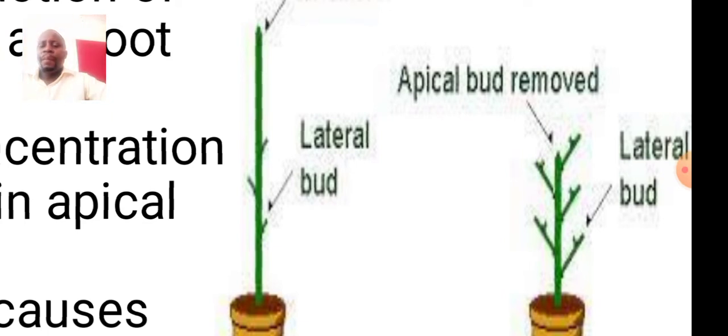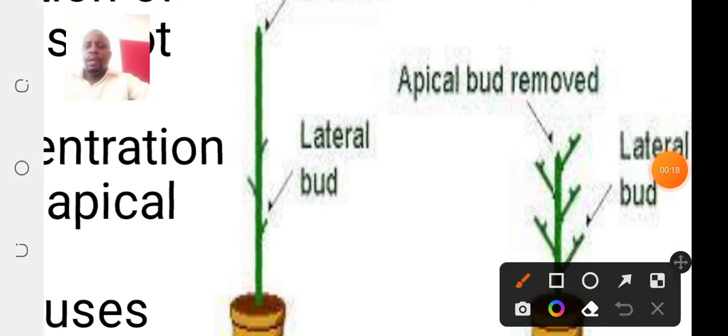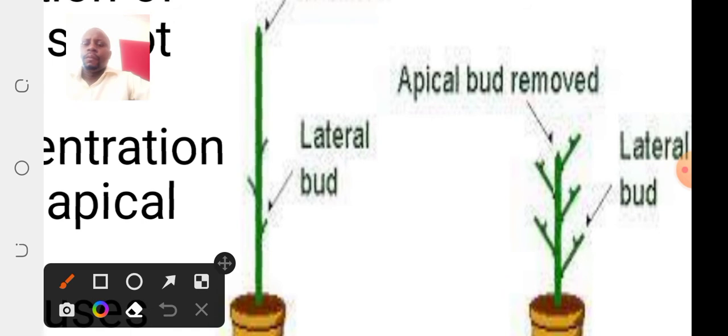Today we shall learn about a certain phenomenon displayed in the diagram as shown here. Now, what can you see? How is the first potted plant, or the first plant, different from the second one? So this is what we call the apical bud in plant.